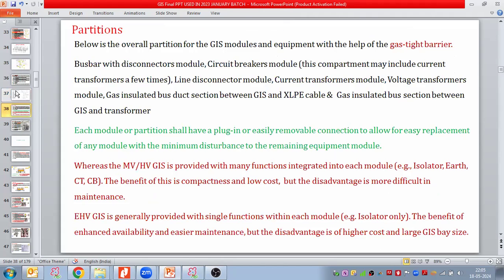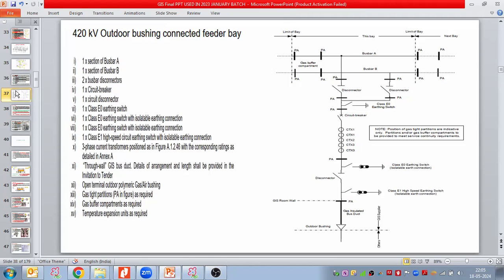Sir, in this one, Raghav sir, in this one, high speed earth switch is mandatory for 220 kV. I will come to the high speed earthing switch. You do not go beyond my discussion. I will come to the high speed earthing switch. Yes, it is mandatory if you are on the transmission line bay. Who asked me? Raghav sir.